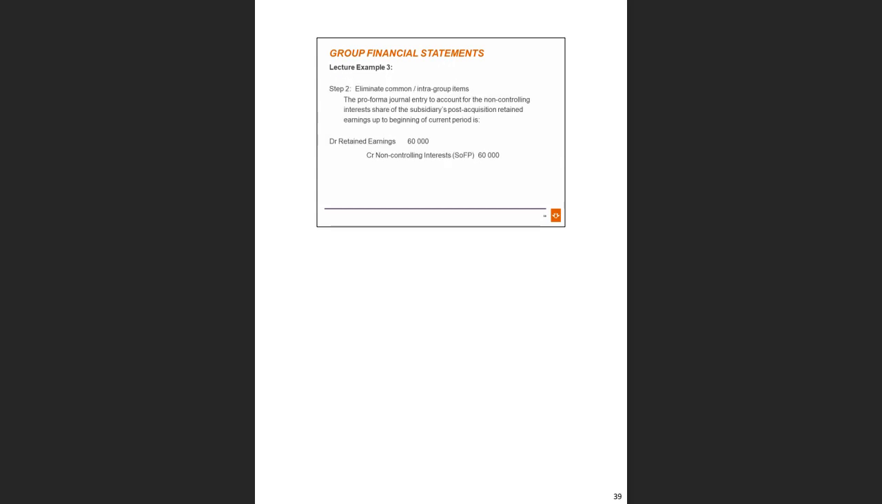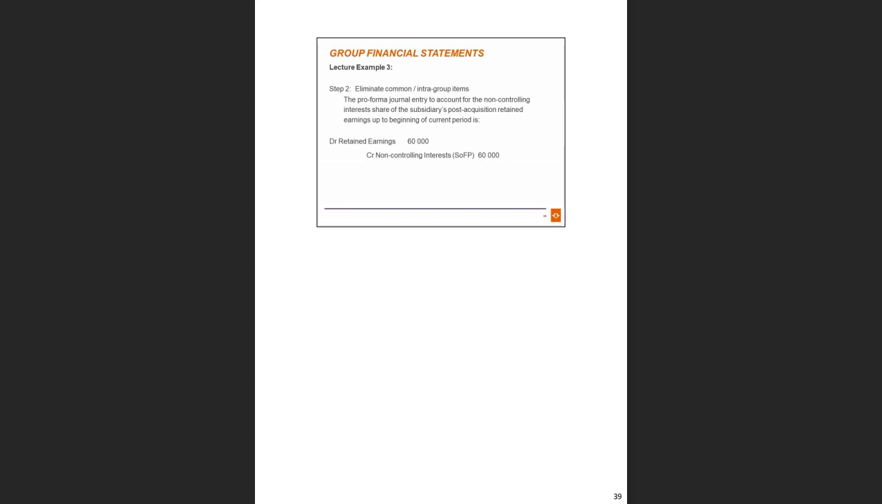Okay, let's have a look at this pro forma journal entry to account for the non-controlling interest share of the subsidiary's post-acquisition retained earnings up to the beginning of the current period. In other words, this comes from part B in your analysis of owner's equity account. It is calculated by taking your 300,000 rand, being the post-acquisition retained earnings from the acquisition date to the beginning of the current year. This is NCI's portion, which is 20% of the 300,000 rand. It is in part B in your analysis of owner's equity account.